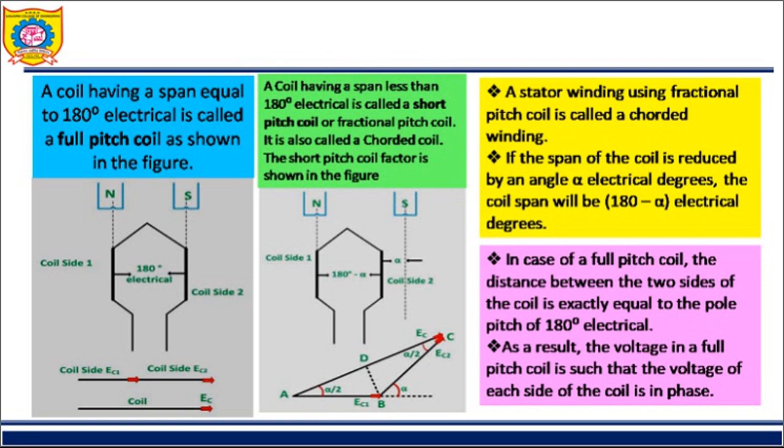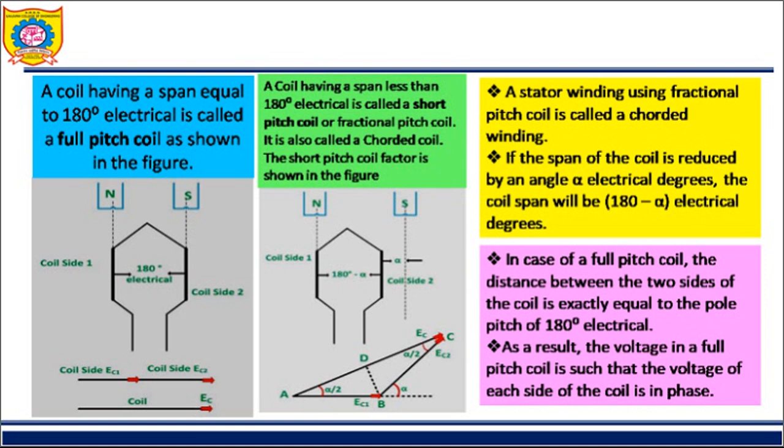At the same time, if you look at the next figure, you can see coil side 1 is under the influence of the N pole, but coil side 2 is not exactly under the influence of the S pole. It makes some angle alpha with the center of the pole and coil side 2. A coil having a span less than 180 electrical degrees is called a short pitch coil or fractional pitch coil.